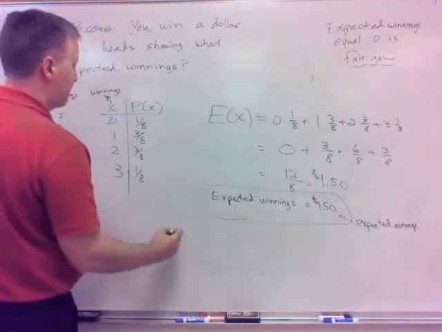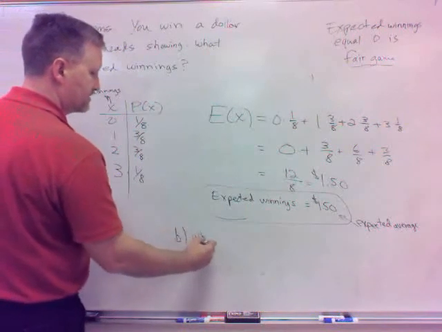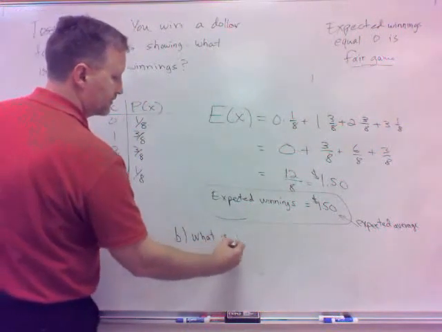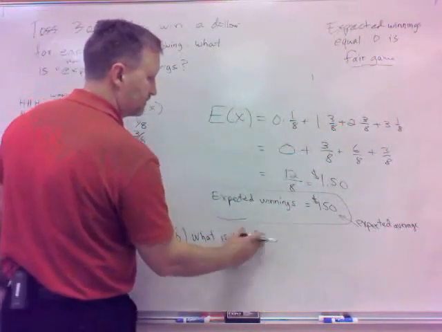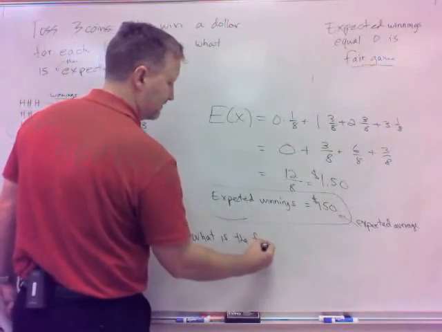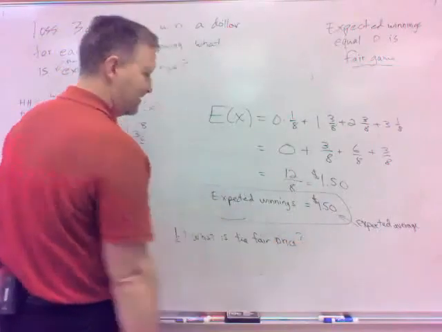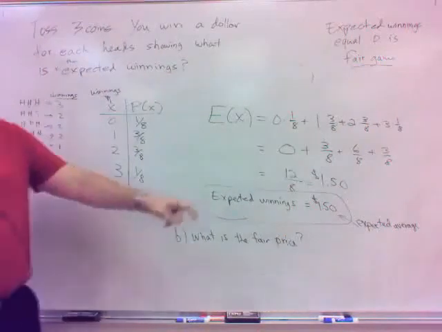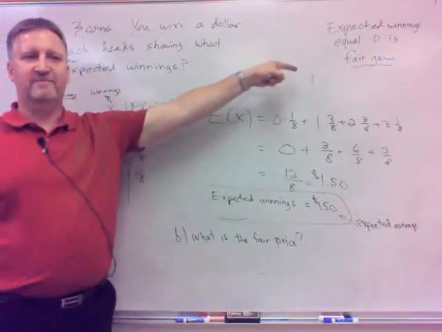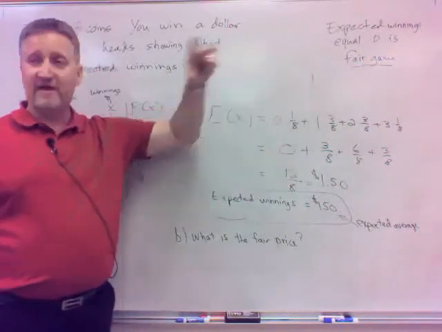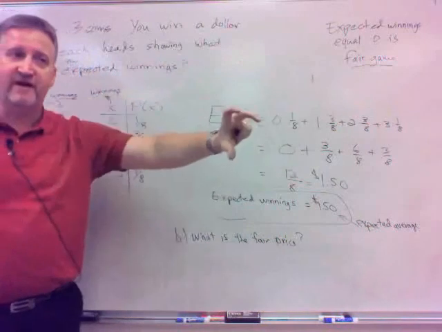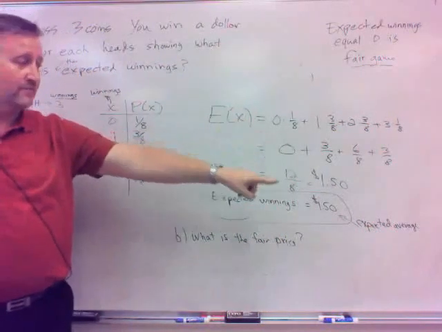Now, as a secondary question there, B part, what's the fair price for this game? 50 cents? Well, the fair price would be the price that would make it a fair game. And the fair game, mathematically speaking, is when your expected value is 0. So what would make my expected value 0?